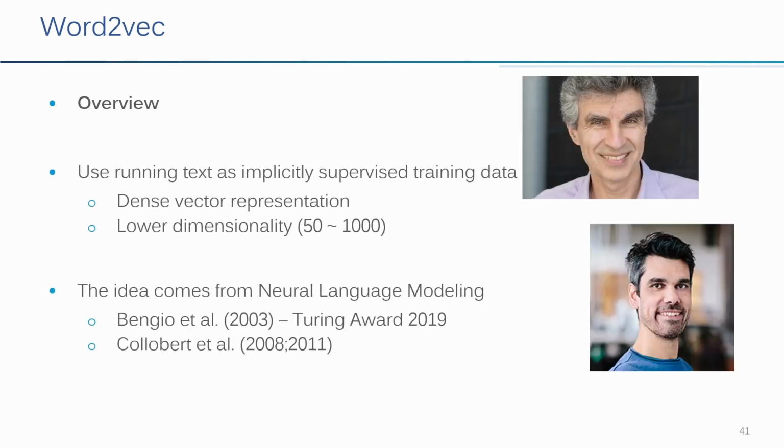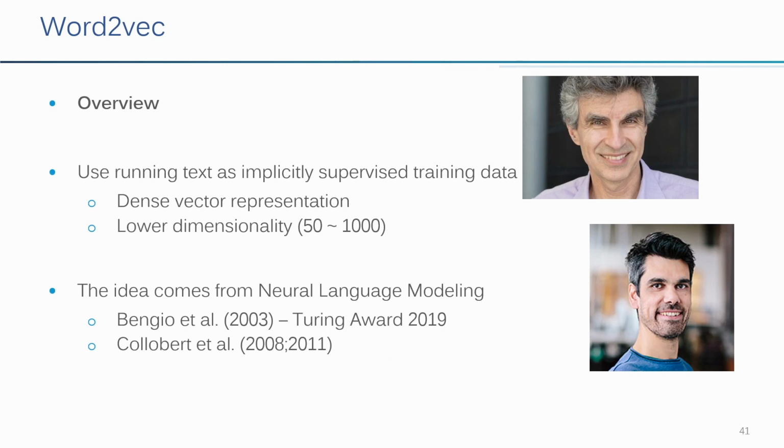And as I was saying, they published this in 2013. They were already working on this since 2008, but this dates back a little before, with the work from Yoshua Bengio and then later on from Collobert, in which they were already using running text or free text as implicit supervised training data to get their dense vector representation in lower dimensionality. Later on, we'll see how they did that using recurrent neural networks. But the idea is to use the text and the co-occurrences within a certain window and use that to represent the word that we have.